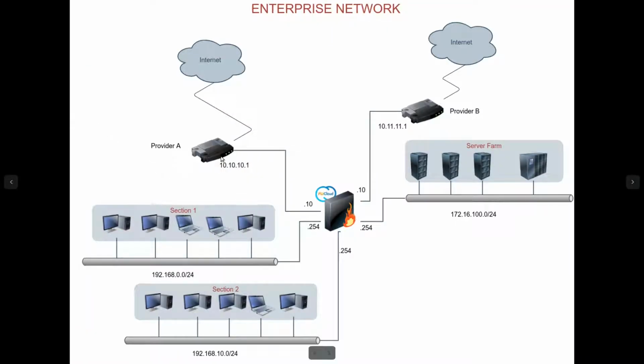We have two internet connections with different speeds and latencies from two providers. We want the traffic to internet coming from section 1 to go through the router of provider A. But the traffic coming from section 2 and the server's farm goes out through the other provider.